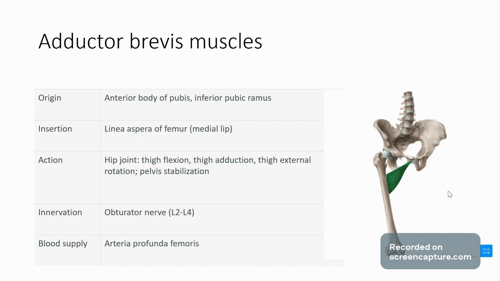Adductor brevis muscle. The anterior body of the pubis and inferior pubic ramus is the origin of the muscle. It is inserted into the linea aspera of the femur. Its action is thigh flexion, adduction, thigh external rotation, and pelvis stabilization. The obturator nerve, L2 to L4, is the innervation, and blood is supplied through the arteria profunda femoris. In the diagram, you can see the muscle.